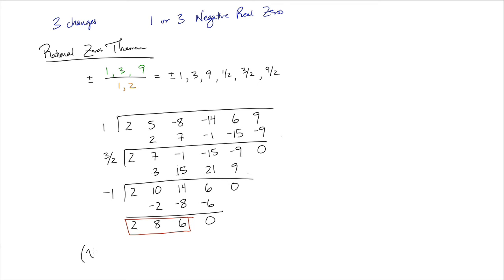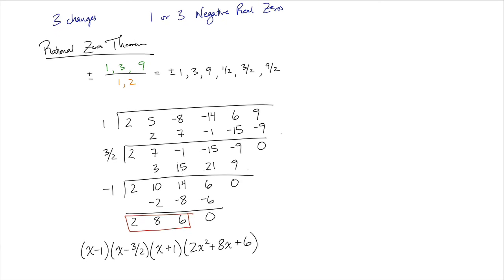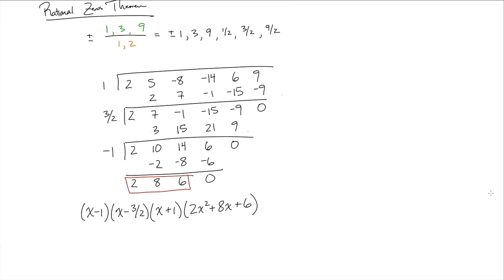And so what I'm going to now do is write what I have so far. I have x minus 1 is a factor because of this here, and x minus 3/2, and x plus 1, and then this here is 2x squared plus 8x plus 6. And we want to see if we can factor this even more.